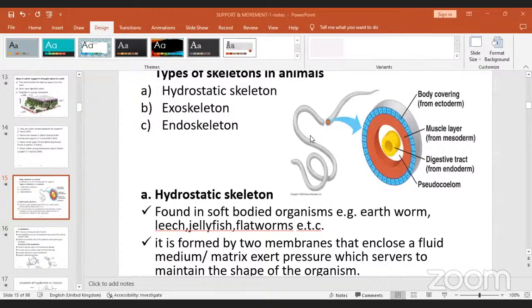And this fluid matrix is the one that exerts enough pressure to maintain the shape of this organism and enable it to even move. So such kind of a skeleton that is formed by two membranes that have enclosed a fluid matrix or medium inside them, which exerts enough pressure for them to be able to support or maintain their body shape, is called hydrostatic skeleton.